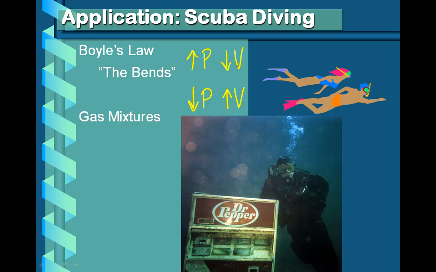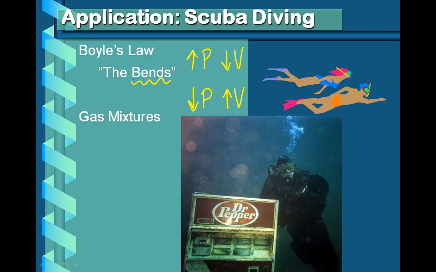As you come back up to the surface, that pressure is going to decrease, so the volume increases, and you end up with these big bubbles of nitrogen that have grown inside your blood vessels. It's very uncomfortable, and it causes something called the bends, which if it's bad enough can be fatal. If you have any stories about this, I'm sure we'd love to hear them in class tomorrow.